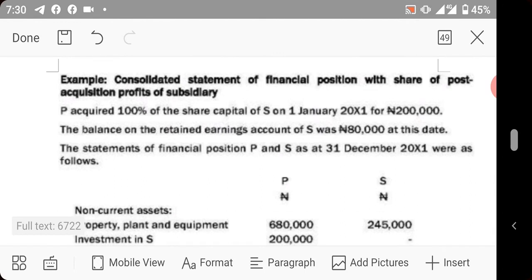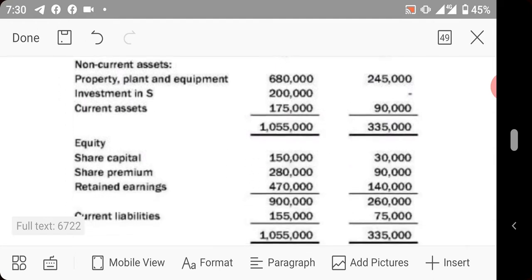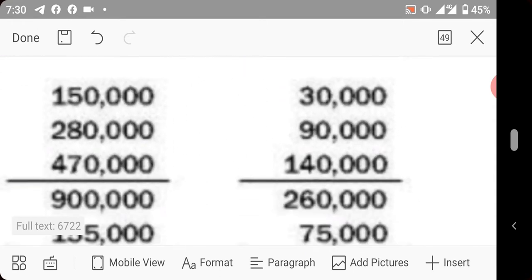Now we continue. The statements of financial position of P and S as at 31st December 20X1 were as follows. So we have P, S, non-current assets. Now property, plant and equipment, we have the values. Investment in S, we have the value. Current assets, we have the values. Now equity, share capital, we have the value. Share premium, we have the value. Retained earnings, we have the values. Now you can see that the retained earnings of the subsidiary is 140,000.